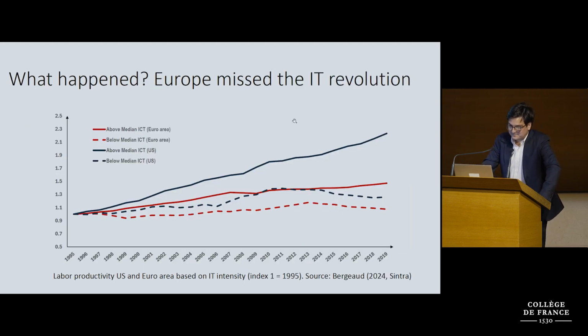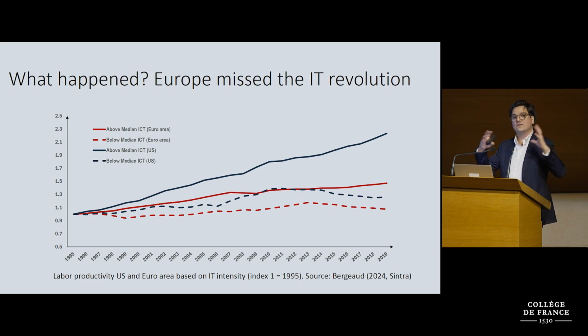So the question is what happened around the 1980s, 1990s. This is where we started to diverge with the US. And one thing that we can see from the data already is that it's mostly explained by sectors that use IT or produce IT more than others.